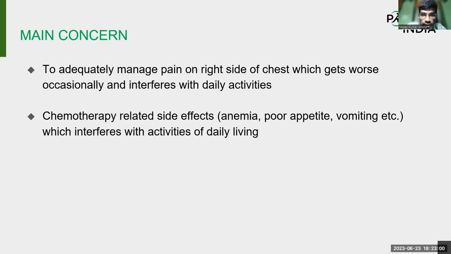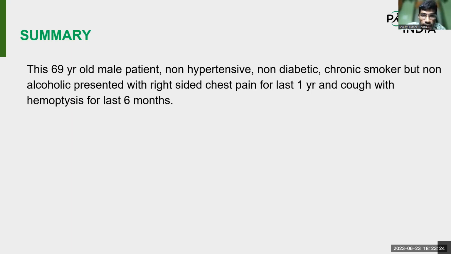The concern is to adequately manage the pain on the right side of his chest, which gets worse occasionally and interferes with his daily activities, and the chemotherapy-related side effects which also interfere with daily activities. He also has some financial concern as well. To summarize, this is a 69-year-old male patient who is non-hypertensive, non-diabetic, a chronic smoker but non-alcoholic, presented with right-sided chest pain for the last 1 year, and cough with hemoptysis for the last 6 months.